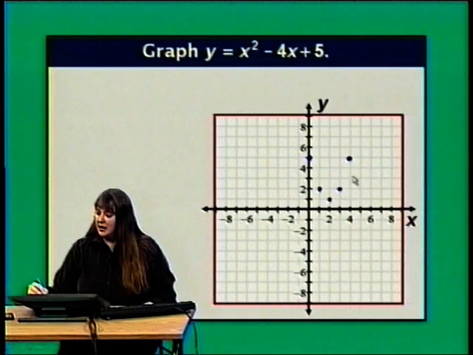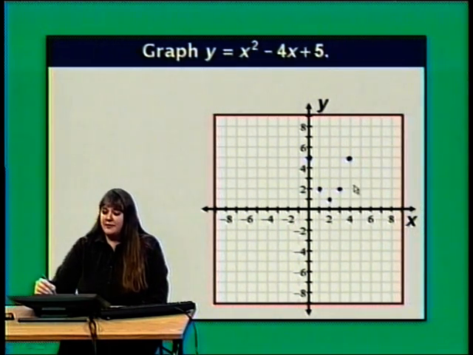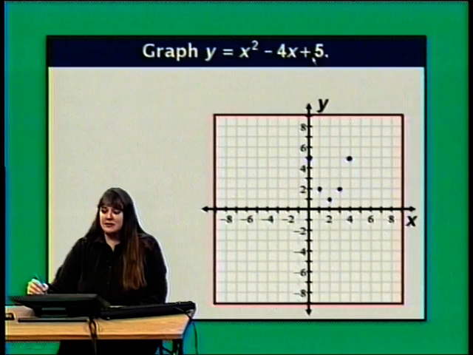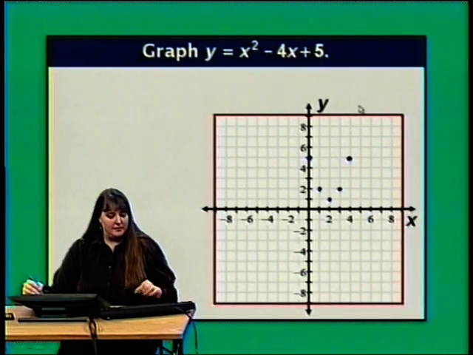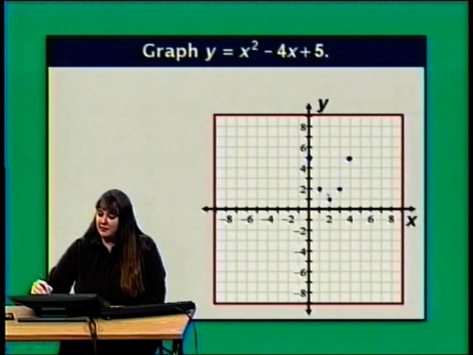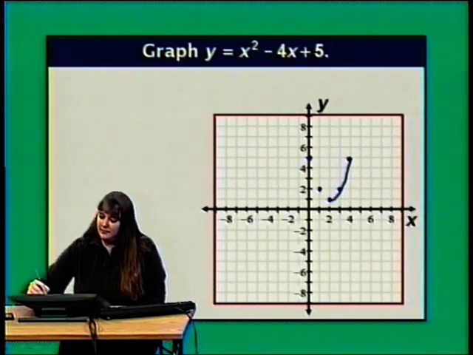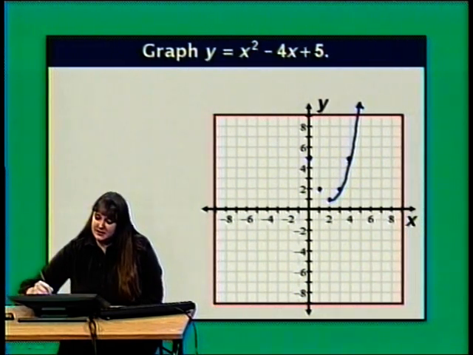Well, what happens when x is 5? Well, if x is 5, then y is 5 squared, 25, minus 4 times 5. 25 minus 20 is 5. 5 plus 5 is 10. My grid only goes up to 9, so that point is off the grid. So I'm going to sketch the parabola with the 5 points that I've found. So the parabola looks something like this.